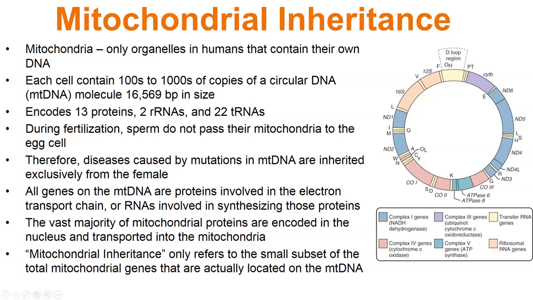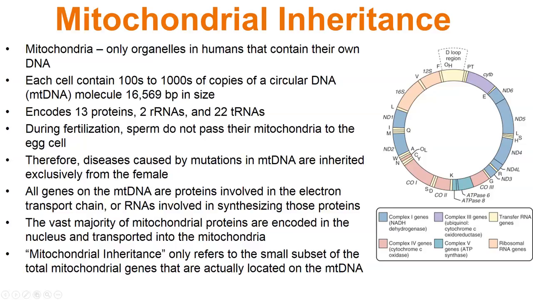There's 13 proteins on there, and they're labeled. You don't have to memorize them. All of the proteins that are encoded there are proteins in the electron transport chain, but it doesn't have all of the proteins in the electron transport chain. But it's got some of them. It also has a couple ribosomal RNAs and a bunch of transfer RNAs. Those are involved in gene expression of the genes that are on the mitochondrial DNA.